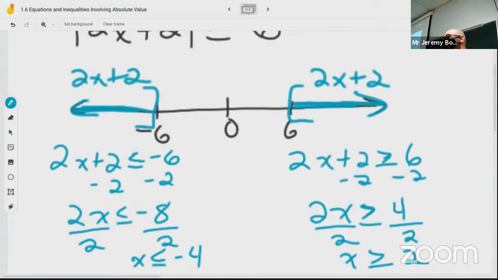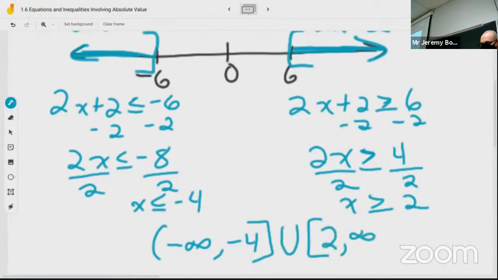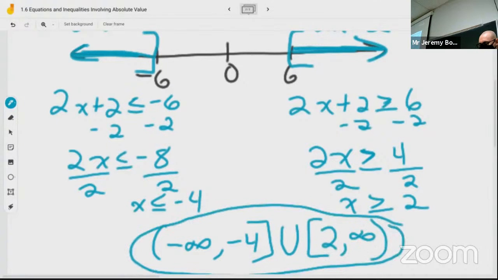Questions on solving those? So once we solve it, how do we write those in interval notation? Negative infinity to negative 4 with a bracket because it would be equal to it, union, bracket 2 to positive infinity. Any questions on that?